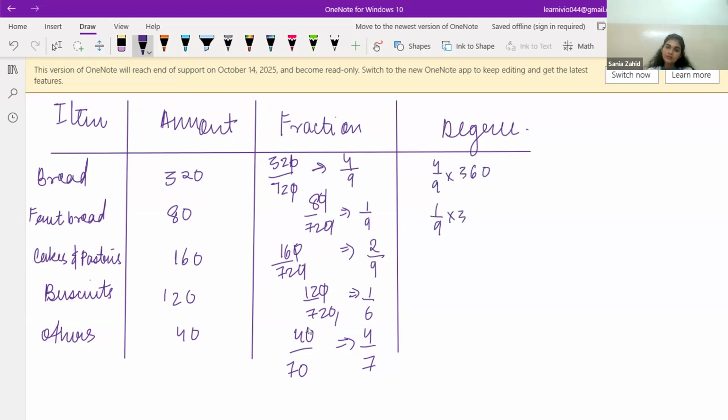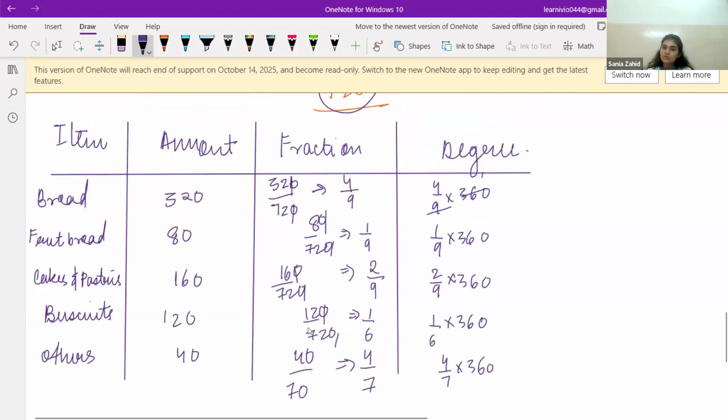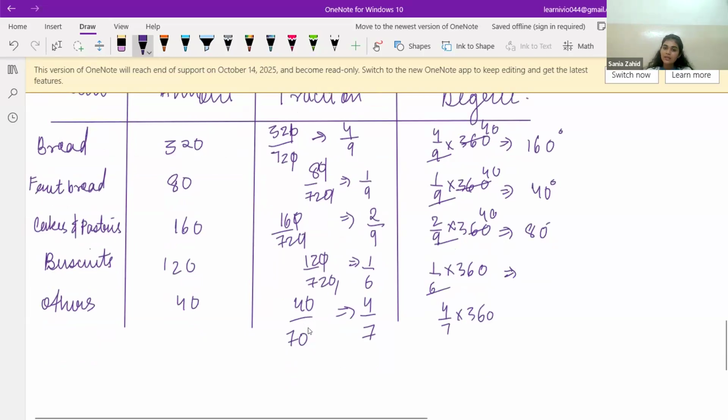1 by 9 into 360. 2 by 9 into 360. 1 by 6 into 360. 4 by 7 into 360. Okay. So answer is 9 into 4 times 160. 9 into 4 times 40 degrees. 9 into 4 times 80 degrees. 6 into 6 times 60 degrees.